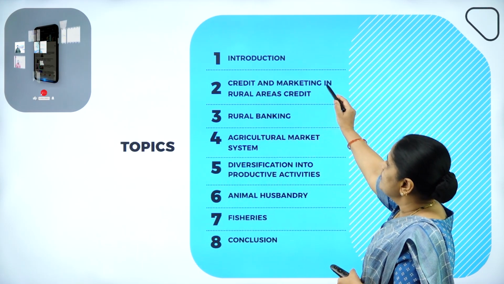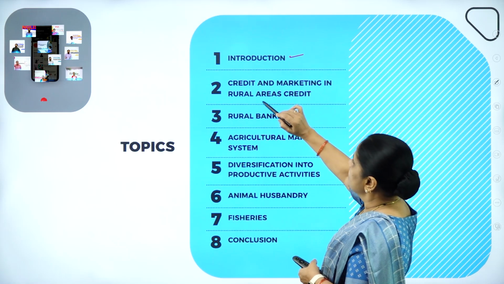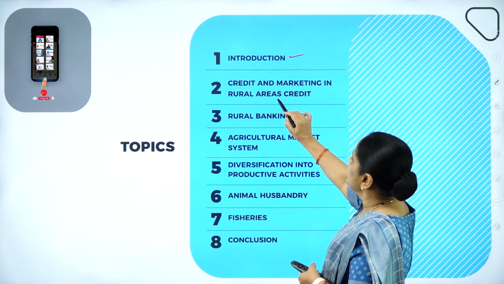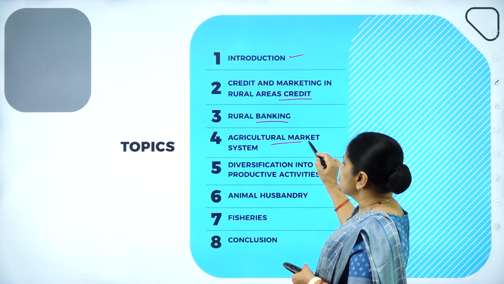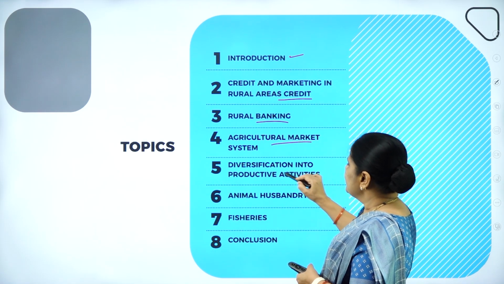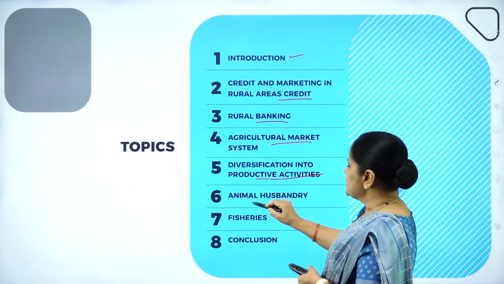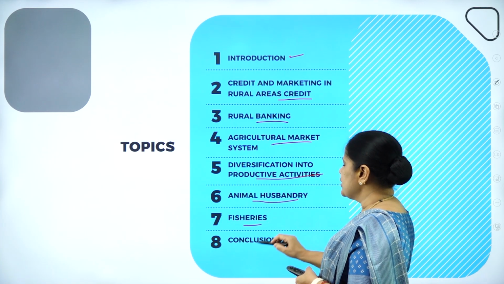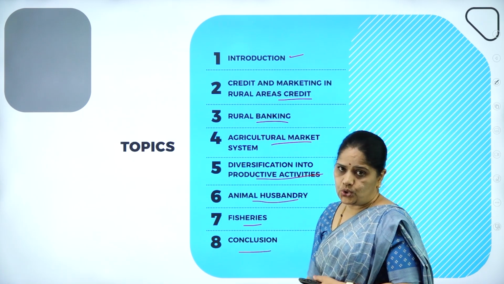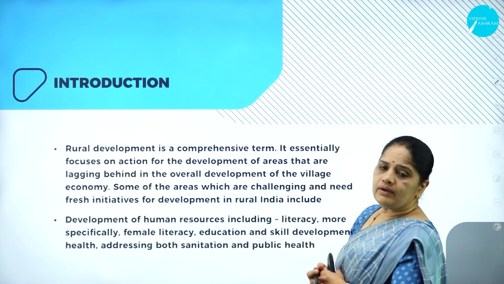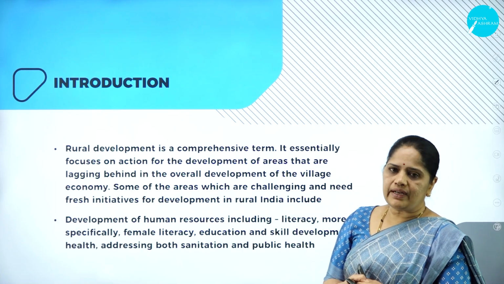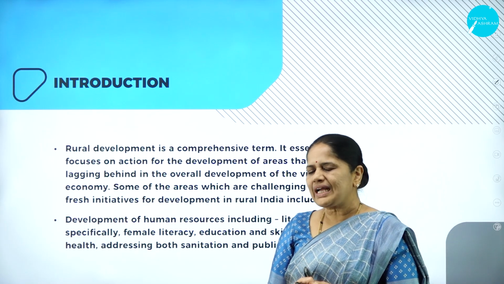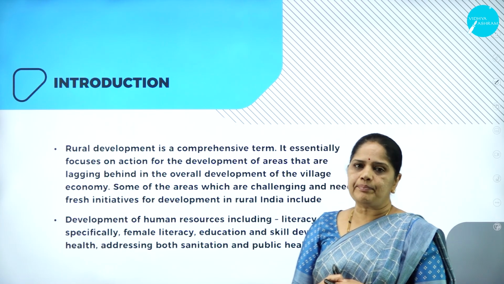Here in this session, we will have the introduction, then credit and marketing in rural areas, then rural banking, agricultural market system, diversification into productive activities, animal husbandry, fisheries, and lastly the conclusion. Now, let us see about the introduction. So, the topic is about rural development. Now, let us have a quick look at what is rural development here.